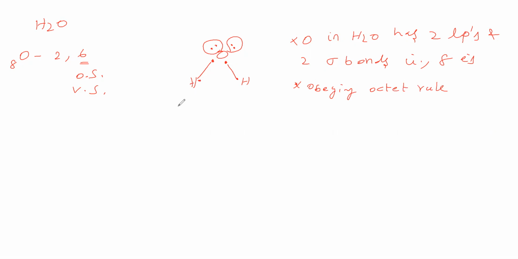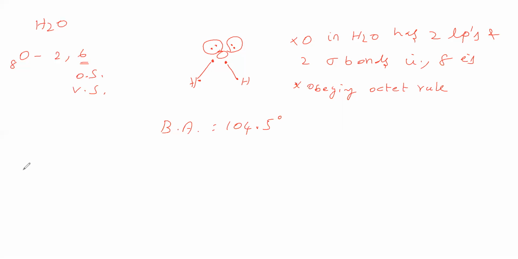Then what is the shape of this water? V shape, like a V is there. Therefore V shape, otherwise angular shape, otherwise bent shape. What is the bond angle in water? 104.5 degrees is the bond angle. So we have discussed the water molecule.